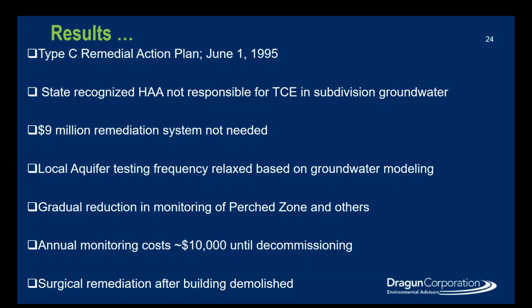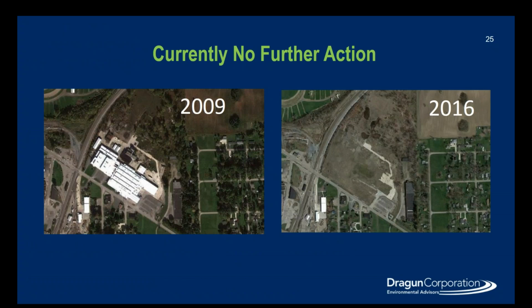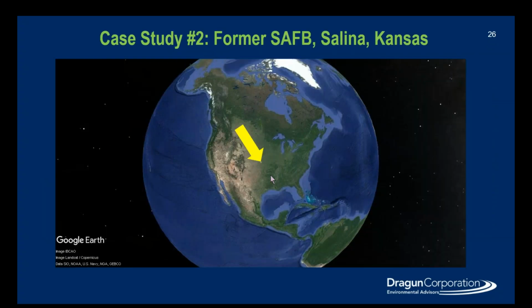And when we decommissioned the site a number of years later, we were able to do surgical remediation of impacted soil and groundwater as the building was demolished. So currently, we're in this situation now. The building is gone, and there's no further action. So here you can see the importance of a good conceptual site model in the remediation at HAA.